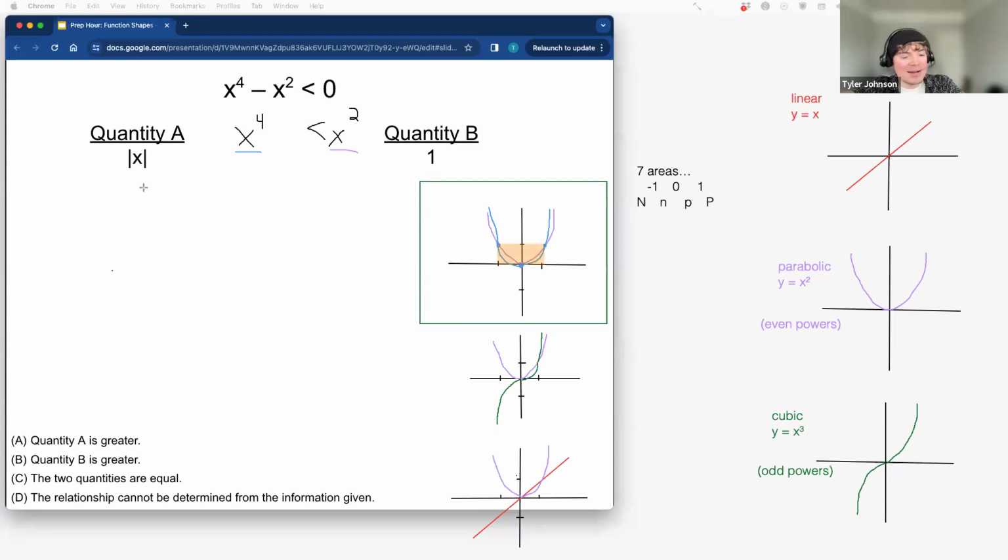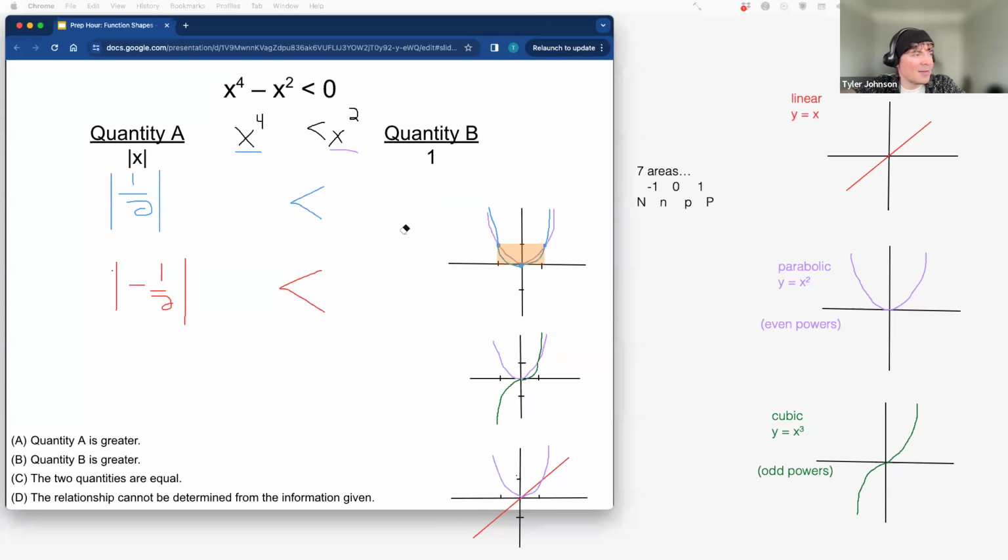So knowing that, whether you want to do this mentally or actually pick some numbers, I could either have a positive fraction like 1/2 or a negative fraction like negative 1/2. No matter what, the absolute value of that is going to be smaller than quantity b. So b is always going to be greater.